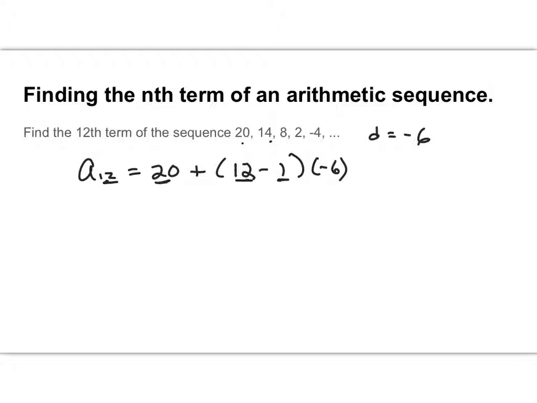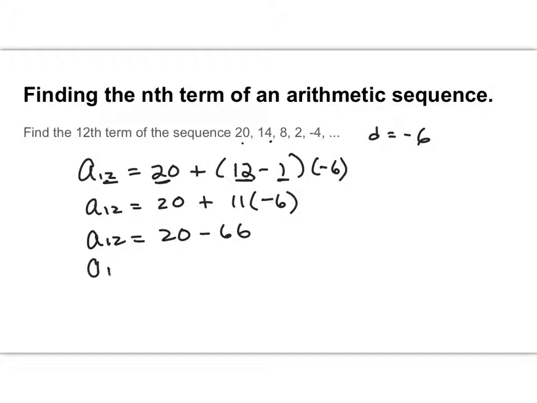Okay, so I can calculate the 12th term directly. All right, 20 plus 11 times negative 6 is negative 66. So a sub 12 is negative 46, hopefully.